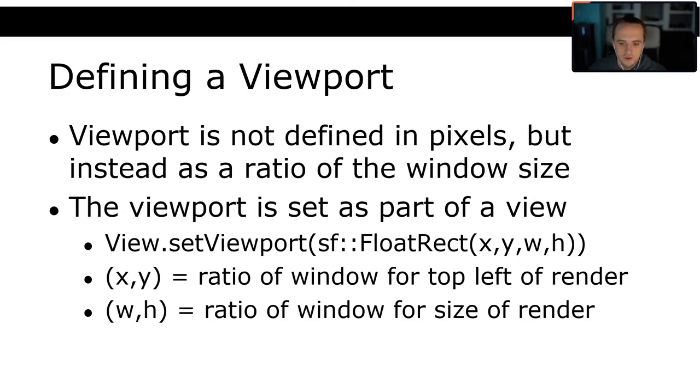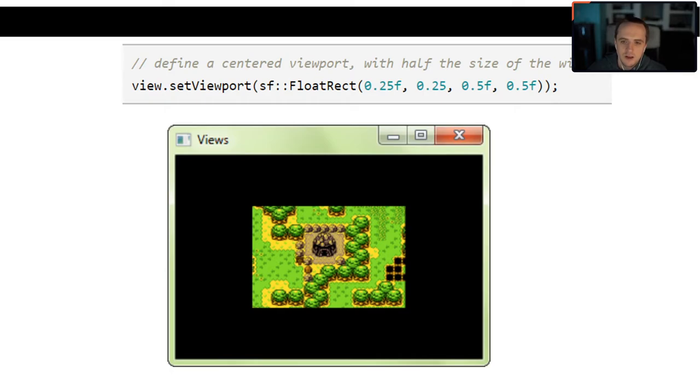But in this, the X and Y are the ratio of the window for the top left portion of the rendering, and the W and H are the ratios of the window size for the rendering. When I show an image of this, it'll be very easy to see what I mean. So here I've said set viewport 0.25, 0.25, 0.5, 0.5. What this means is the first 0.25 says start drawing the view 1/4 of the way in the X direction. The next one says start drawing the view 1/4 of the way in the Y direction. Then we have the width and the height in terms of the ratio of the screen.